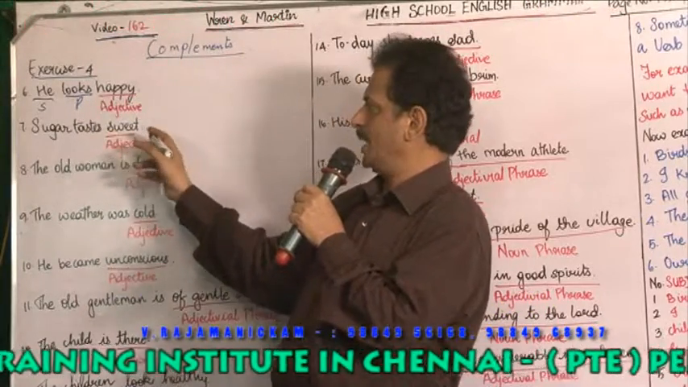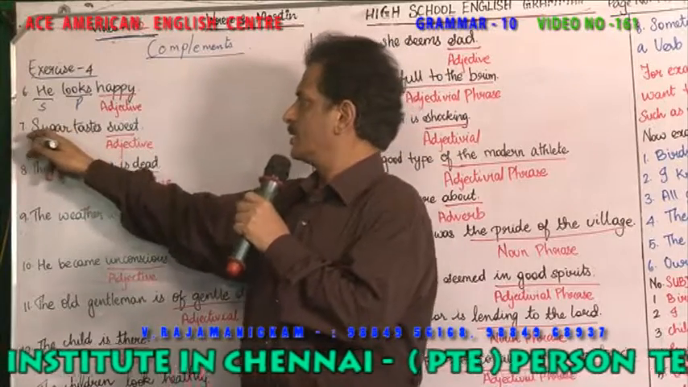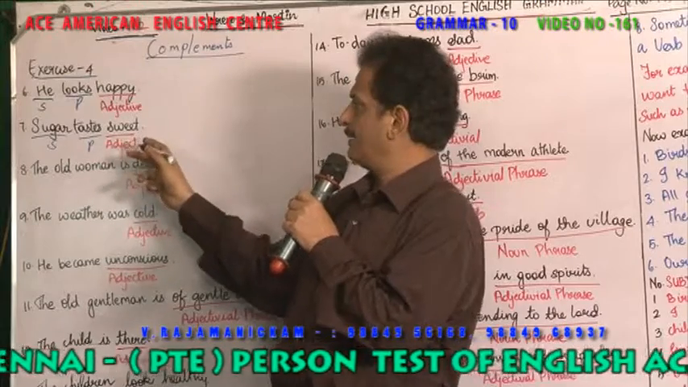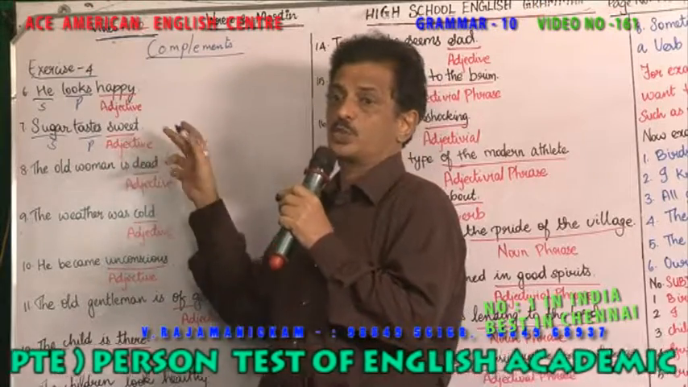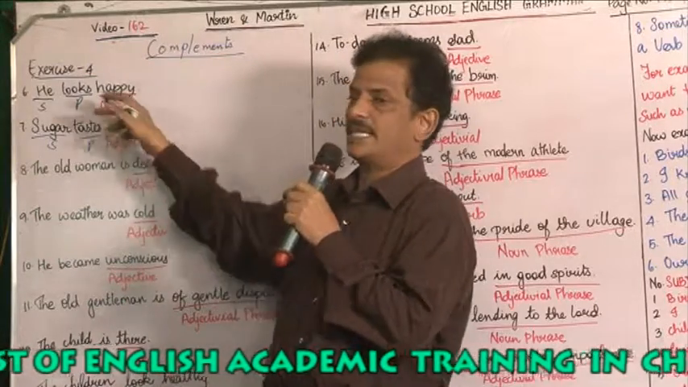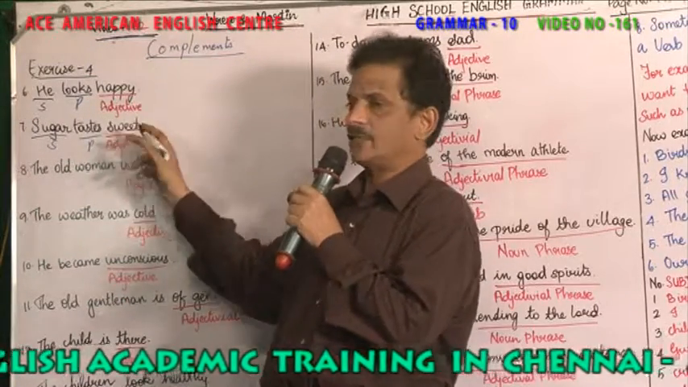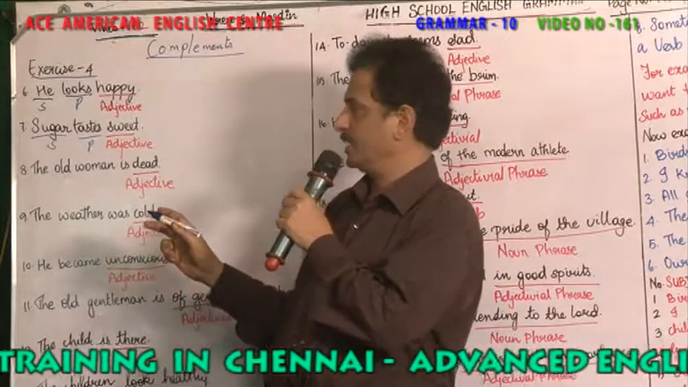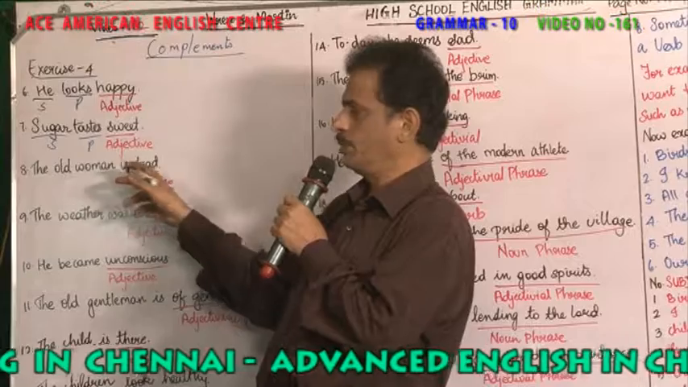Sugar tastes sweet. Sugar is the subject. Taste is the predicate or the verb, and to "sugar tastes" you add sweet. The sweet is the taste of the sugar. So this sweet says about the subject, and it doesn't take an object, so this becomes an adjective complement or adjective predicative complement.